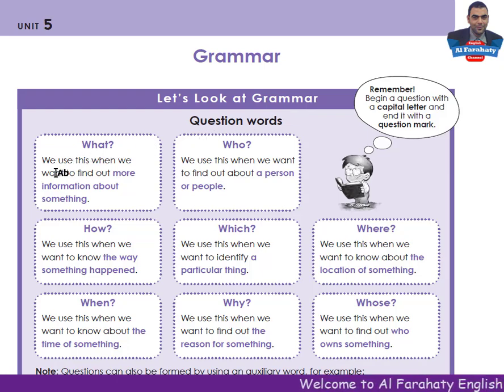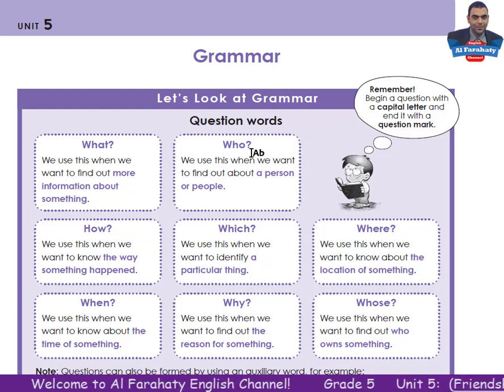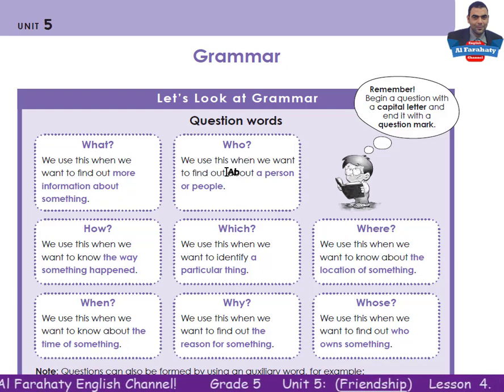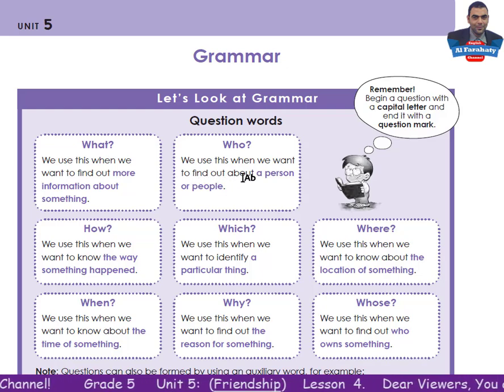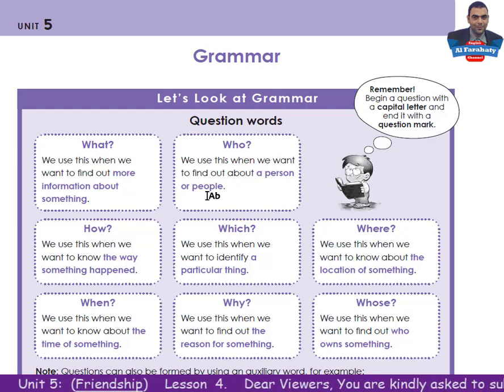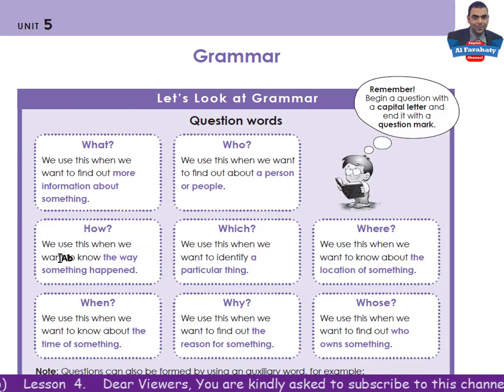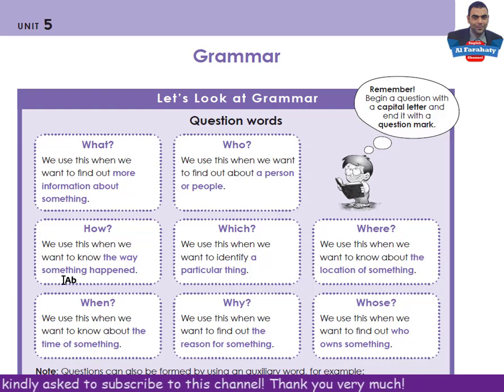What? We use this when we want to find out more information about something. Who? We use this when we want to find out about a person or people. How? We use this when we want to know the way something happened or to ask about the manner. Which? We use this when we want to identify a particular thing.